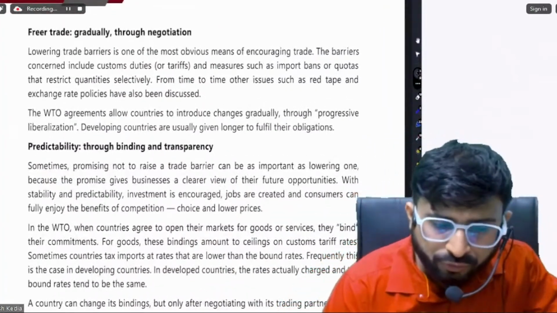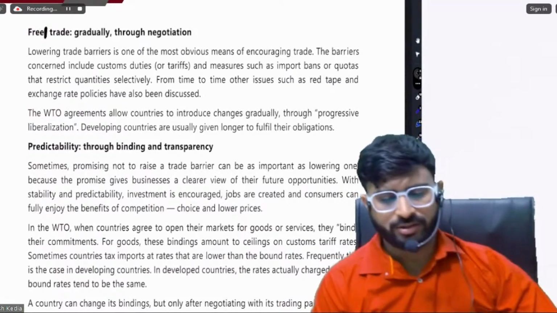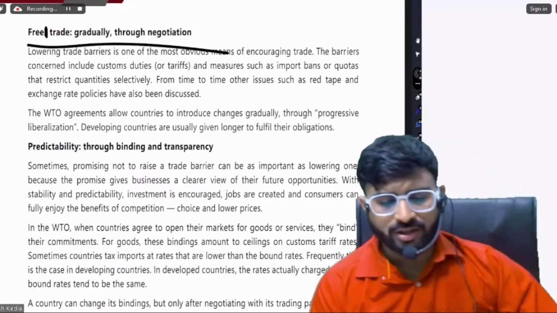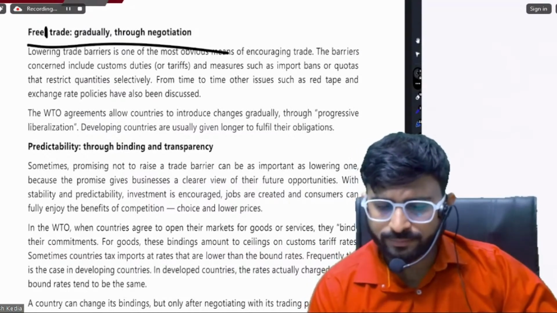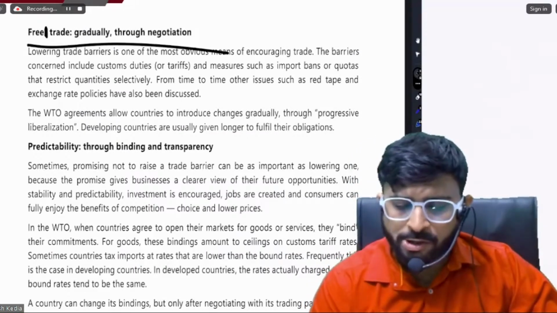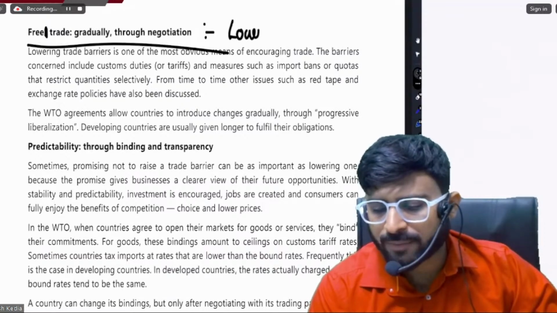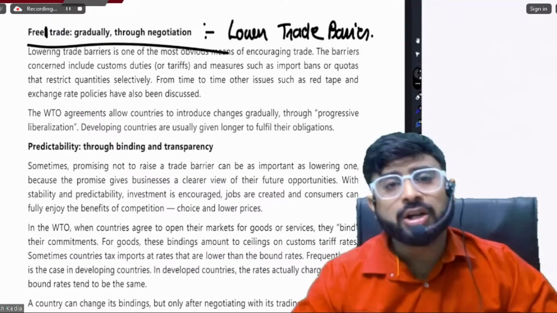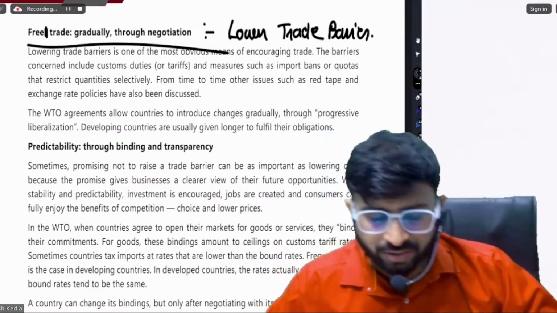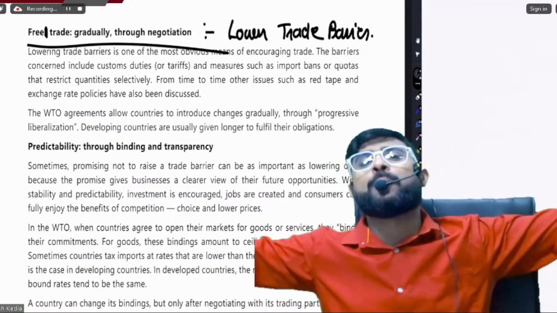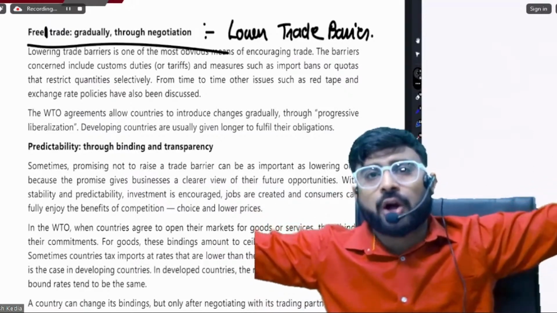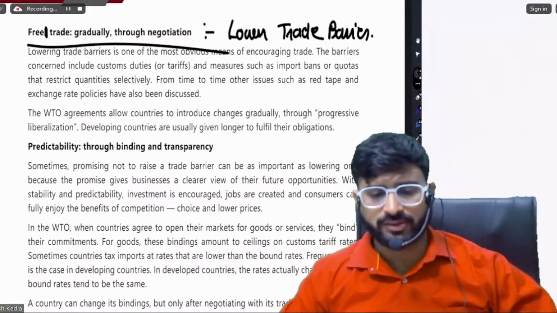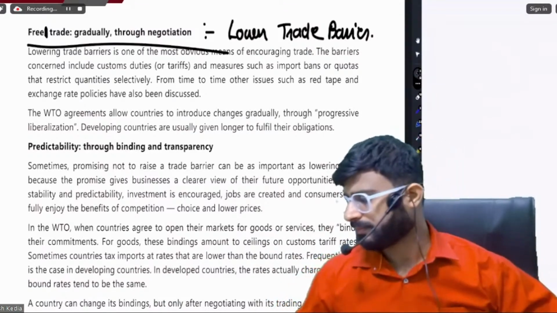Next is free, not freer. It should be free trade. I think the R has been misprinted. No issues. Free trade gradually through negotiations. It simply means lower trade barriers. Just write it down. Lower trade barriers means lowering the rate of taxes and removing quota restrictions so that the world opens up. और भी countries के बीच में खरीदना बेचना हो, with even more countries involved in the export and import of goods and services, is what I am trying to say, everyone.